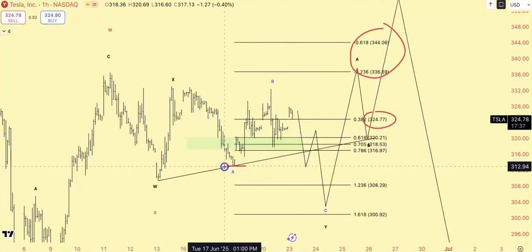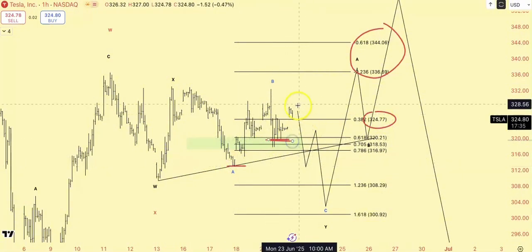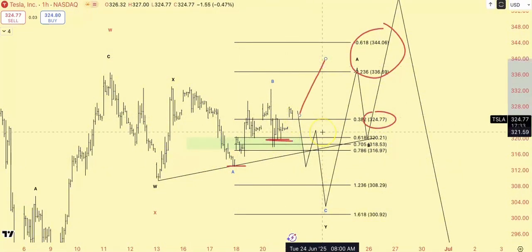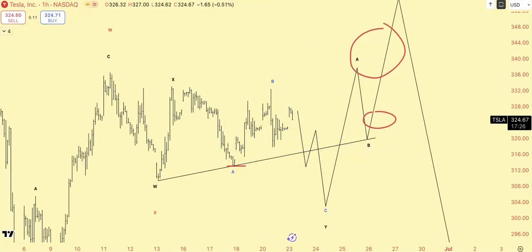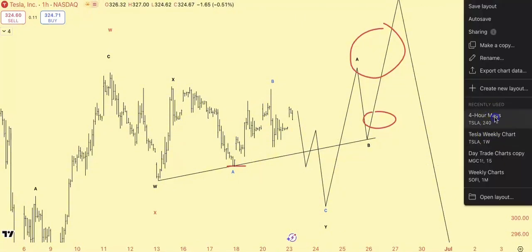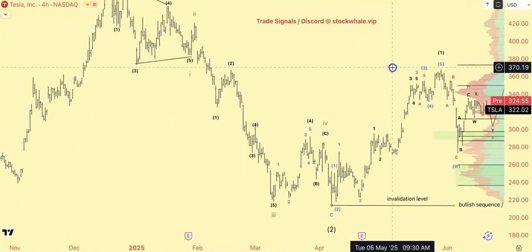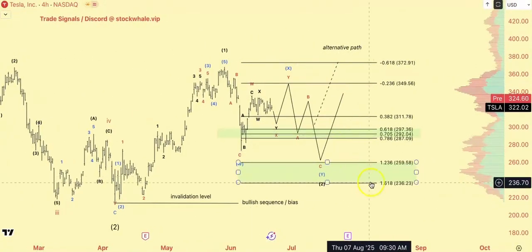So our stop loss was here. We've raised it to entry price now, so we're risk free. So we're looking for Tesla to 336 to 344. Let's see how things play out. But overall, if Tesla does break lower, you do have these levels to keep a lookout for: 297 and 259.